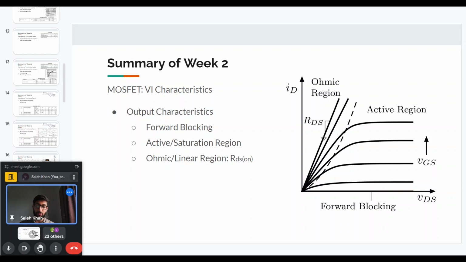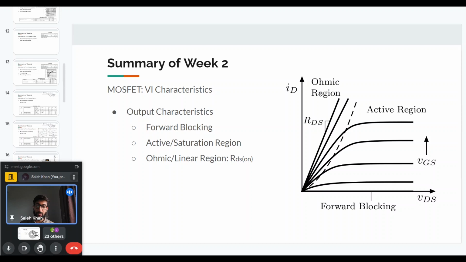So this is called the ohmic region or the linear region, and this is where we will operate the device when it is in the on condition. And in the off condition, it will be the forward blocking device. So in power electronics, we try to avoid the active region because our currents and voltages are very high.